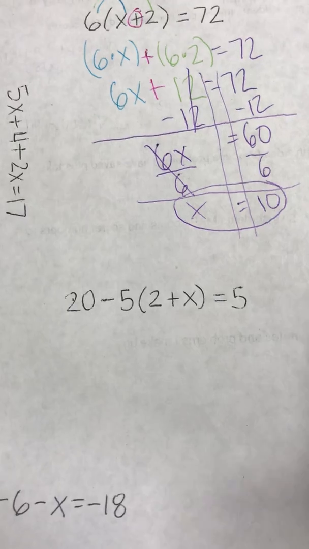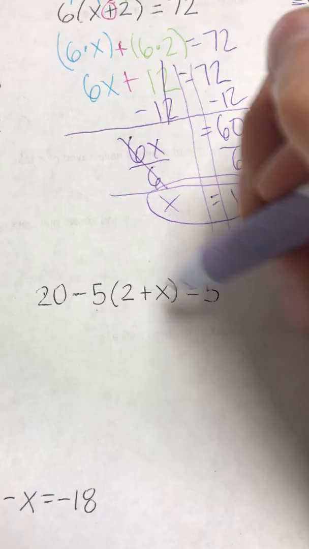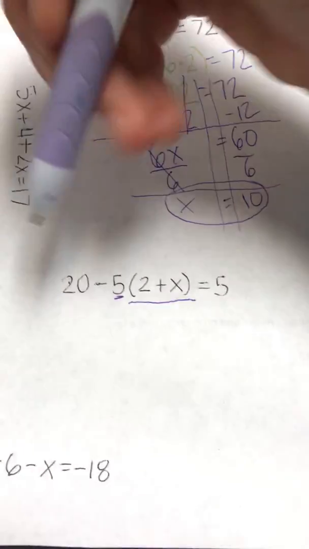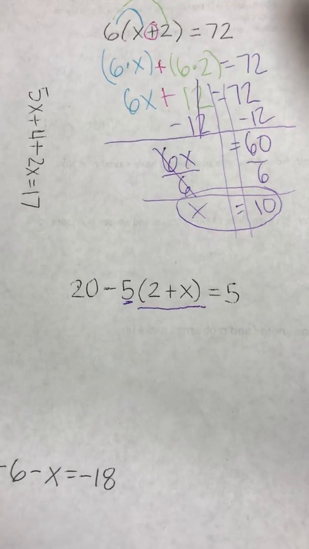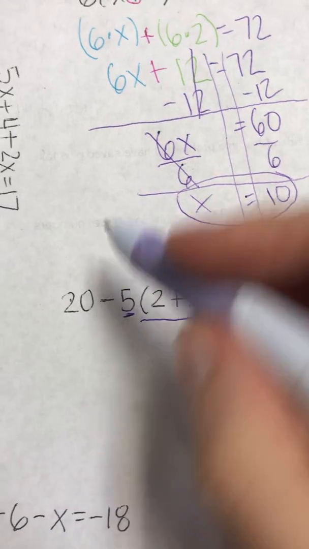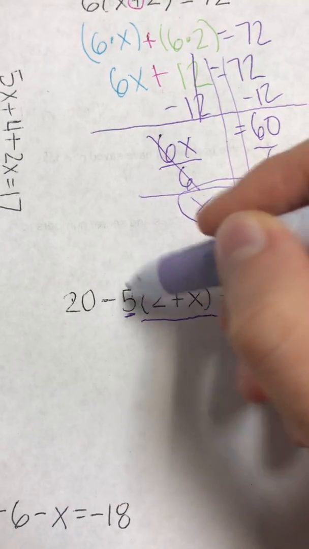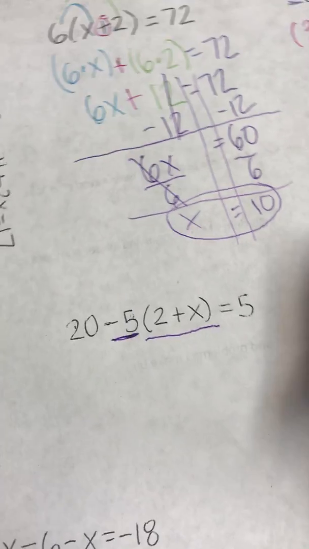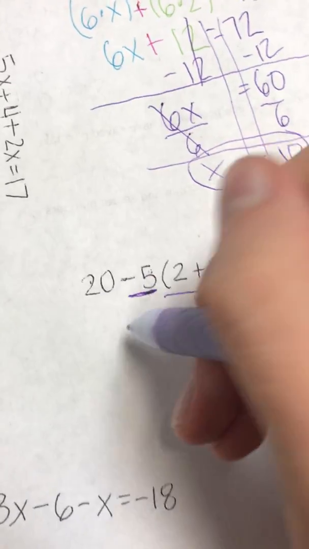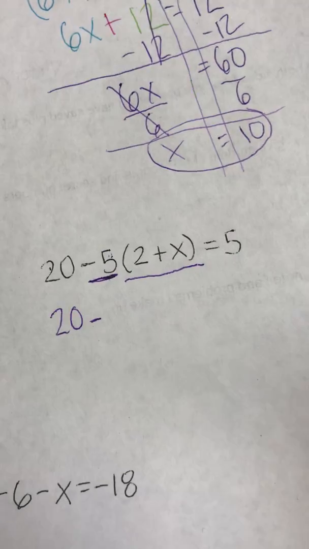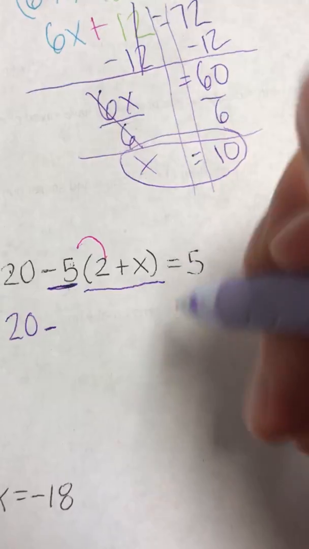Over here, same idea. This is the distributive property part right here. This 5 times this parentheses. This 20 minus is separate. But we also have to think about this minus sign. It always goes with the number that comes after. So instead of just a 5, we have a minus 5. So I'm going to keep the 20 and then minus 5 times 2.